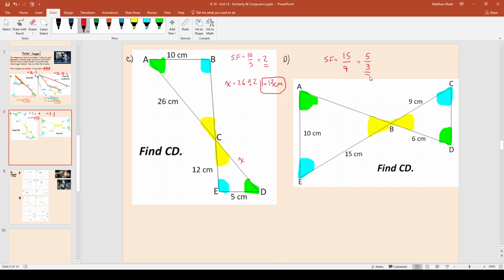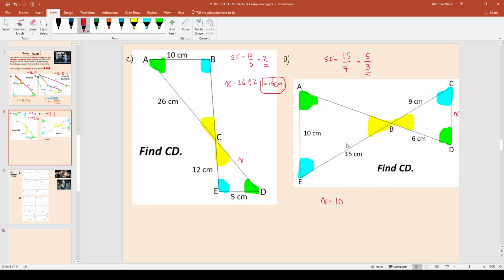Oh, drat. That's okay, though. Don't worry. 5 over 3, it's a fraction, but that doesn't change anything. It's just a bit weirder. Cool. And we want CD, which is the bottom. CD is between green and blue. On this one here, what's between green and blue? Well, yeah, the 10. So what do we write? Well, we write x equals 10.